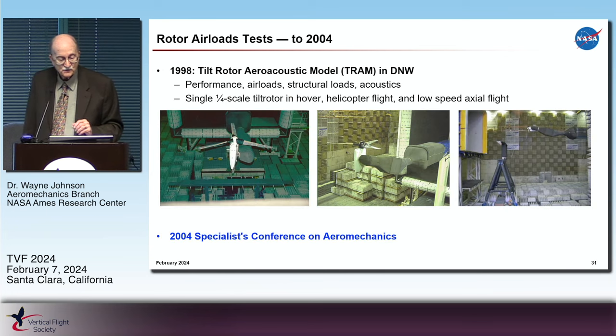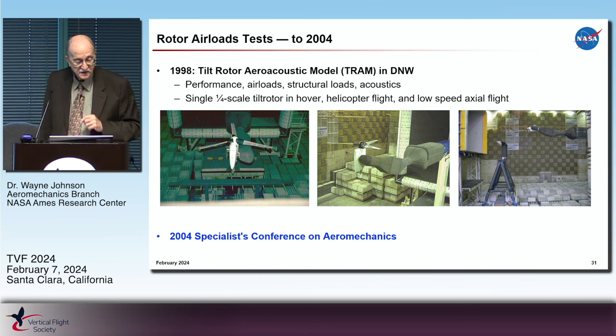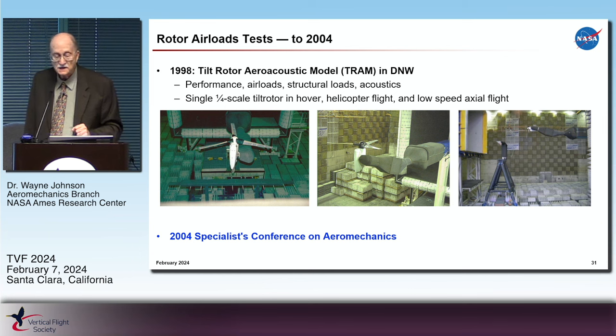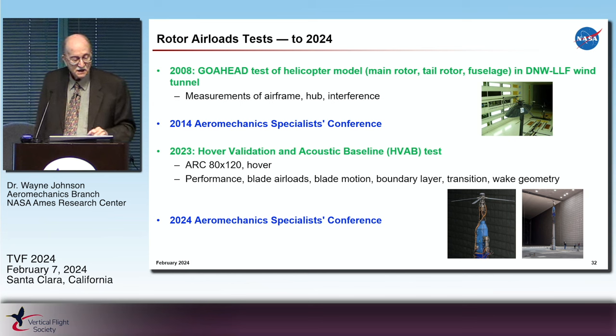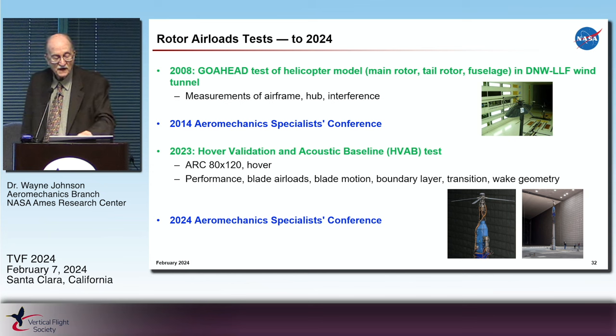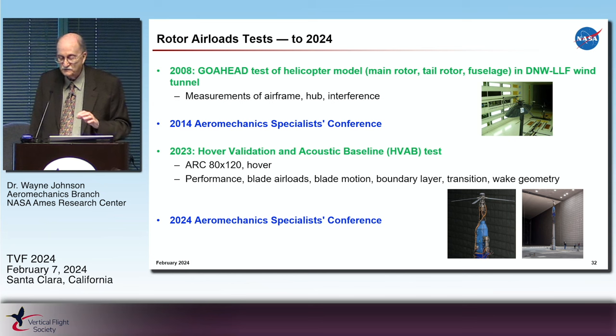2008, GOAHEAD in Europe, where now it's not just the rotor, but we had tail rotor and fuselage as well, again in the DNW. And most recently, just last year, finished the hover validation and acoustic baseline, the HVAB test. Hover test in the A120 with performance, airloads, blade motion, boundary layer transition, wake geometry, a huge suite of data that will be useful for advancing the hover airloads prediction capability in the next decade. And so that brings us to today's conference.